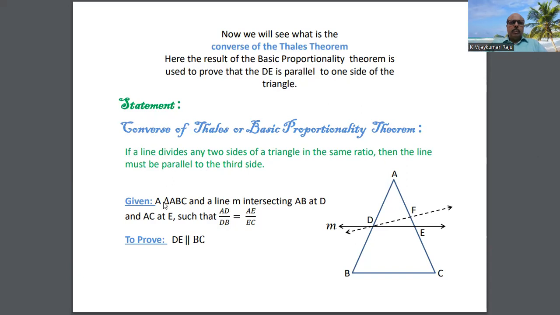Now what is given? A triangle ABC is given and a line M intersecting AB at D and AC at E, and the ratio is given that AD upon DB is equal to AE upon EC. This is given. Now what we have to prove? We have to prove that DE is parallel to BC. That will be the converse of this. So now let us see.